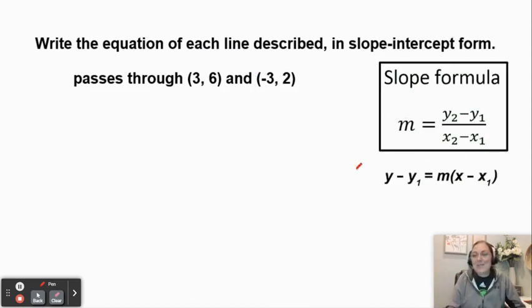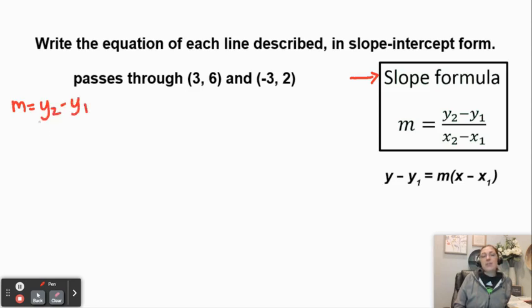All right, as promised, we are going to add one more step to our process here because in this problem, we are being asked to write an equation of a line, but we are given 2 points. And you'll notice that I put our slope formula over here because we weren't given the slope. That means we have to go find it. So our first step is to use that slope formula to find our slope.